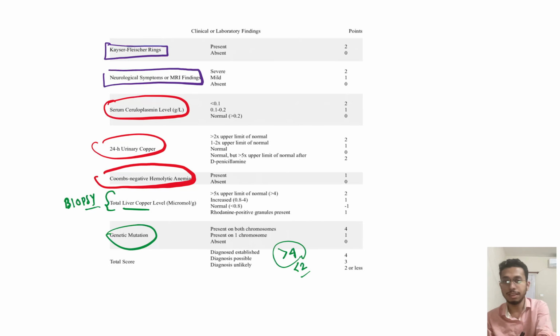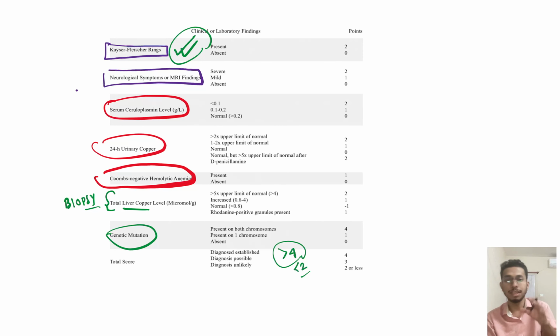Now, in this patient, what are the positive findings we are already given? Kayser-Fleischer ring is already given. Nothing is mentioned about neurological abnormality, so we can consider this to be normal, and no MRI imaging was done in such cases. Okay. So, what is the next step?